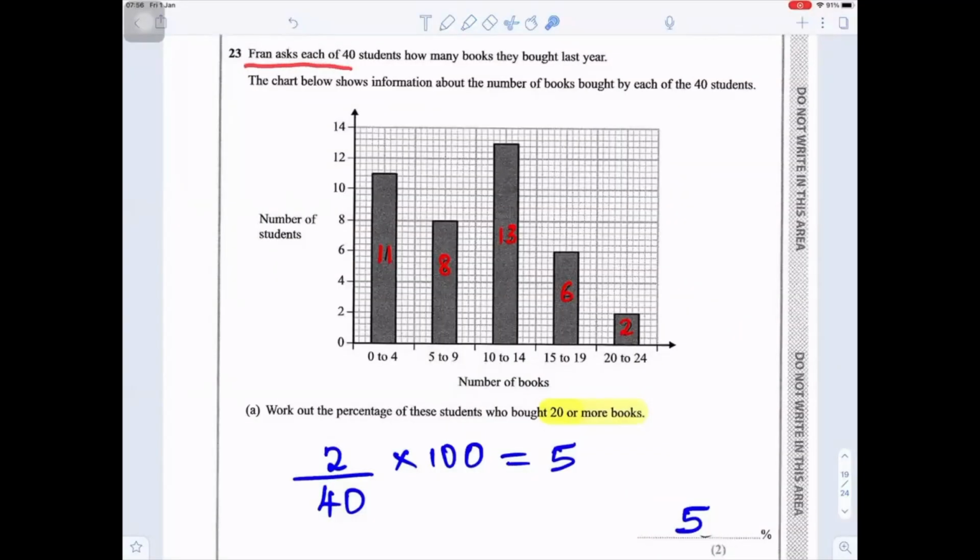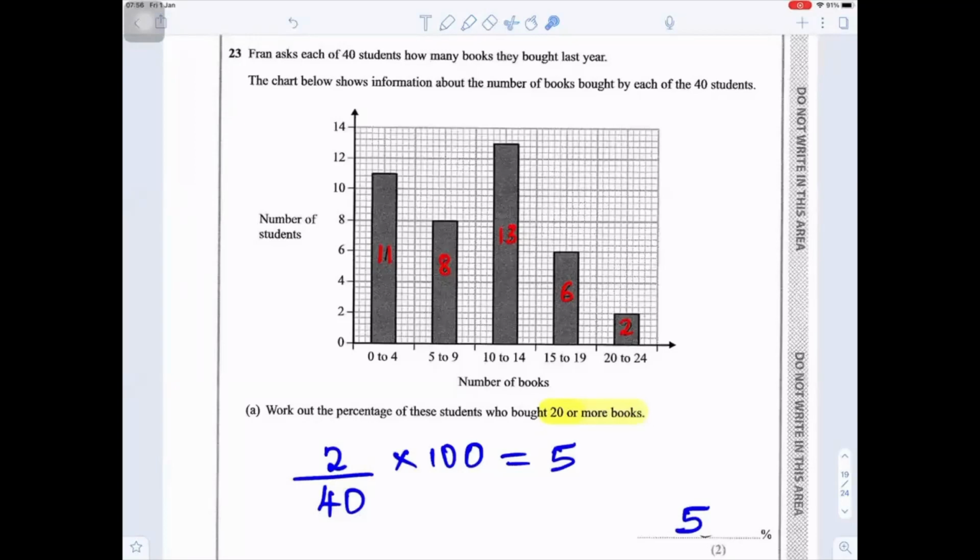Fan asked each of 40 students how many books they bought last year. The chart below shows information about the number of books bought by each of the 40 students. Number of students and number of books plotted on the chart. Work out the percentage of these students who bought 20 or more books.